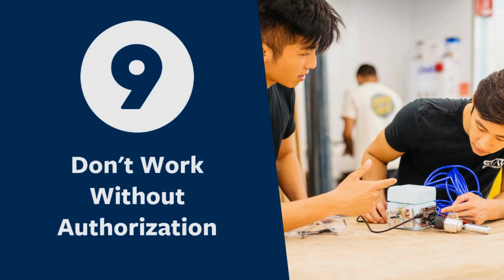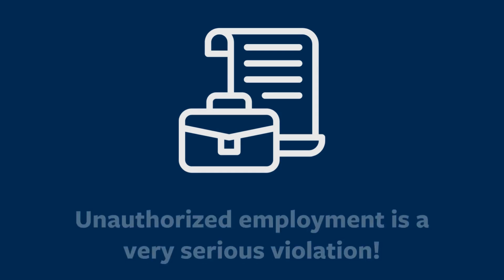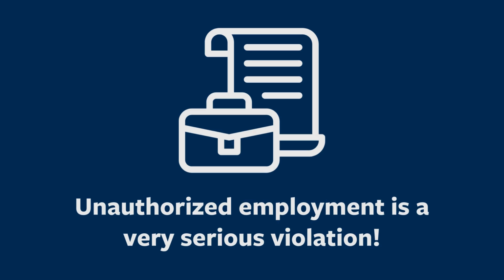The ninth rule relates to your ability to work in the U.S. You must obtain proper employment authorization whether you plan to work on or off campus, and oftentimes even if the position is unpaid. If you are unsure about whether you have permission, don't begin working until you have spoken with a Bio advisor. Unauthorized employment is a very serious violation of your visa status, and the Department of Homeland Security's scrutiny of student employment has been increasing.